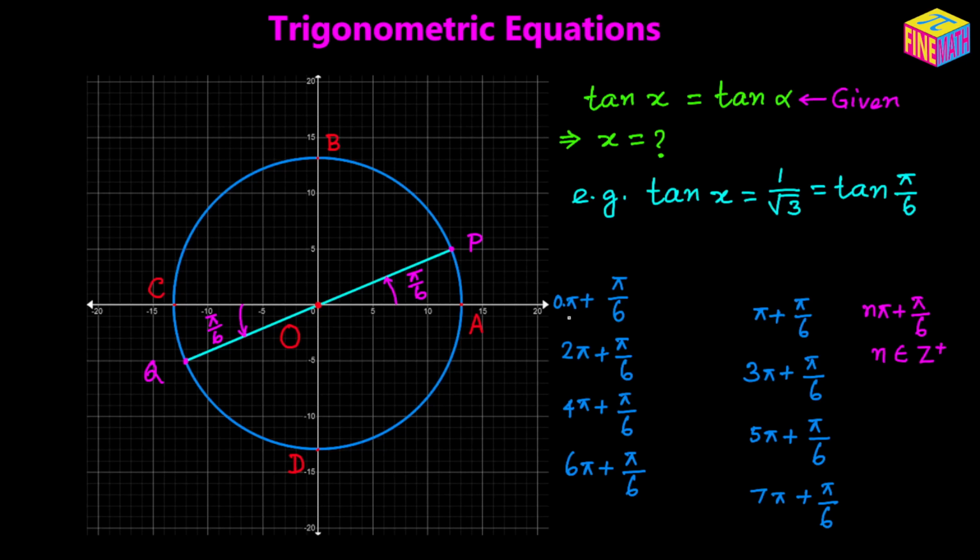We see that already in the first value right here. We see that 0 times pi plus pi over 6. So n can be 0 or any positive integer. Now we are going to rotate OP and OQ one by one, of course. We are going to rotate them in the clockwise direction and see what happens.